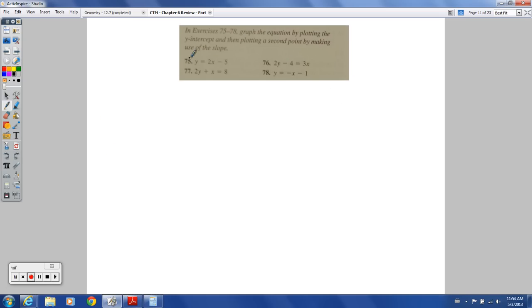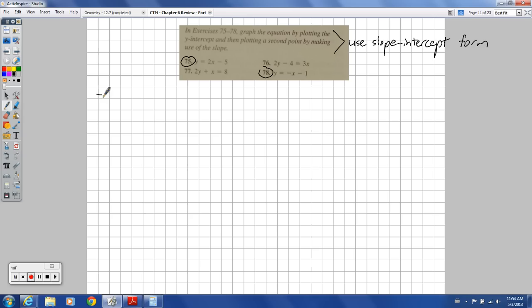So moving on now to 75, and we'll also be doing 78 here. Graph the equation by plotting the y-intercept and by plotting the second point, by making use of slope. That's all a fancy way to say use slope-intercept form. We find the slope-intercept form of the equation first, then we plot the y-intercept after that, and then we use the slope to make another point. So use slope-intercept form for both of these. We are going to be plotting, so I'll put the grid up here in just a moment. Boom, like magic, there it is.